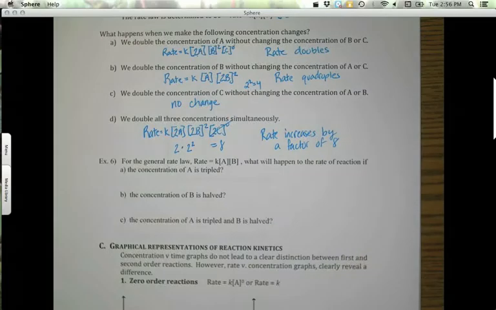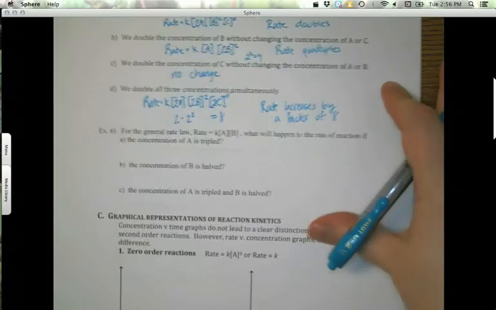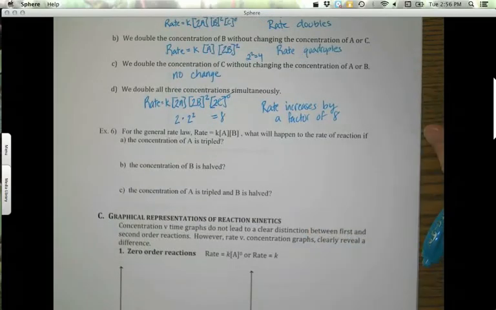Alright, so let's try example 6 on your own. I want you to try that, think about it, and then we'll check our answers. So you can pause this for a sec, and then you can start it back up.